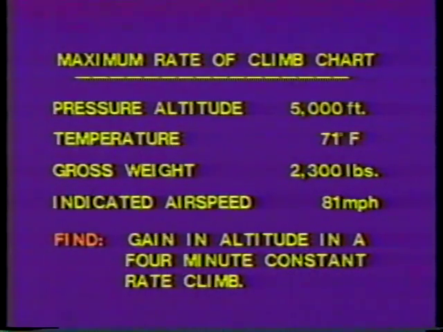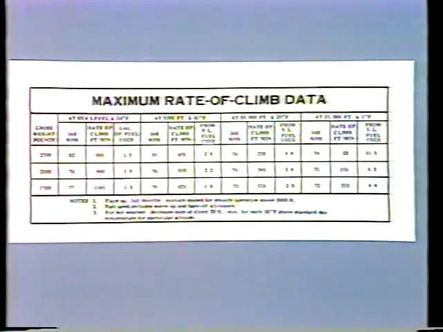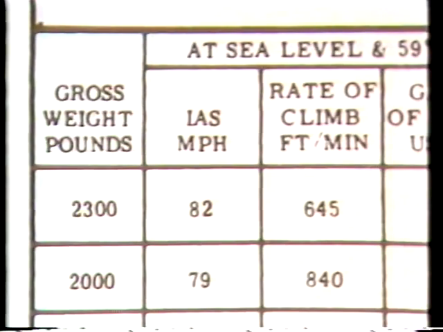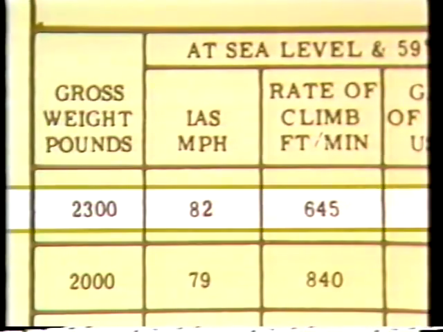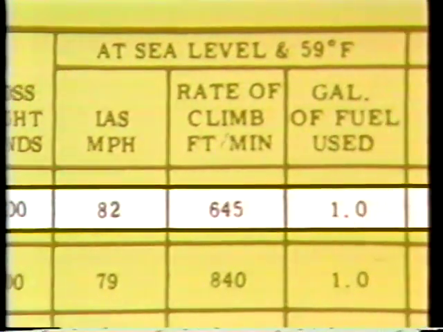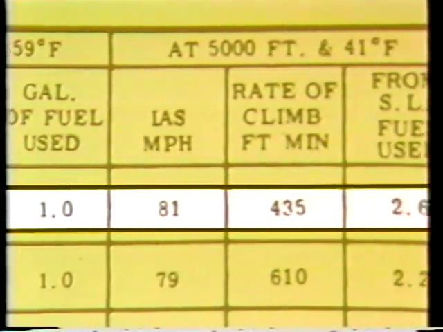The pressure altitude is 5,000 feet. Outside air temperature is 71 degrees Fahrenheit. A gross weight of 2,300 pounds, and the indicated airspeed is 81 miles per hour. What would be the approximate gain in altitude in a 4-minute constant rate climb? To solve this problem, enter the chart at the 2,300-pound gross weight line and move horizontally to the 5,000-foot pressure altitude column.